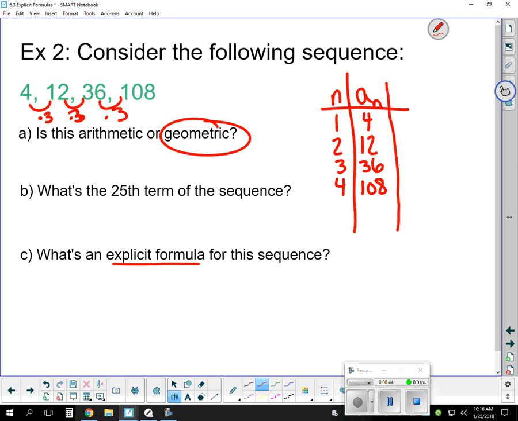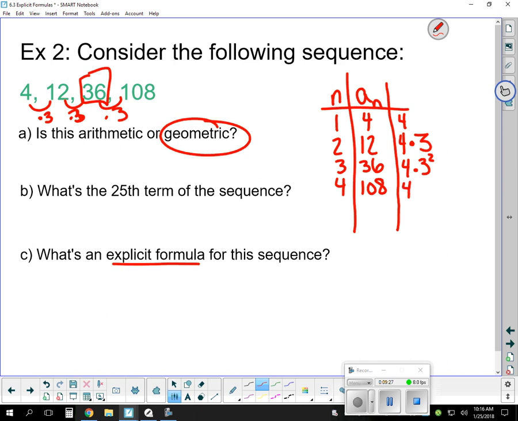Okay, and let's do a third column where we're trying to figure out a formula. So it looks like what we do is we always start with 4. So here we started with 4, and it was just by itself. Here we started with 4, and we had to multiply it by 3. Now, of course, you could think of 36 as being 12 times 3, or you could think of 36 as being 4 times 3 times 3. So 4 times 3 times 3. What's another way to write 3 times 3? 3 squared, right? You could use exponents. So 4 times 3 to the second power.